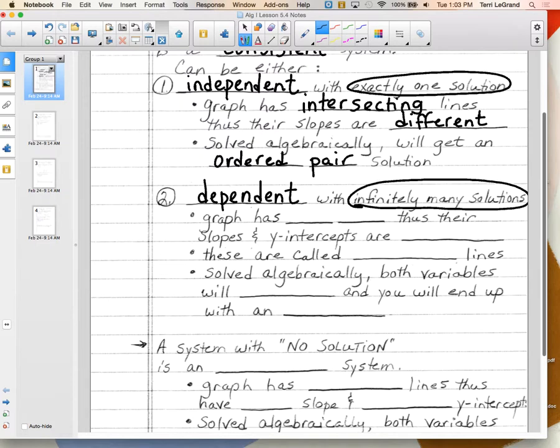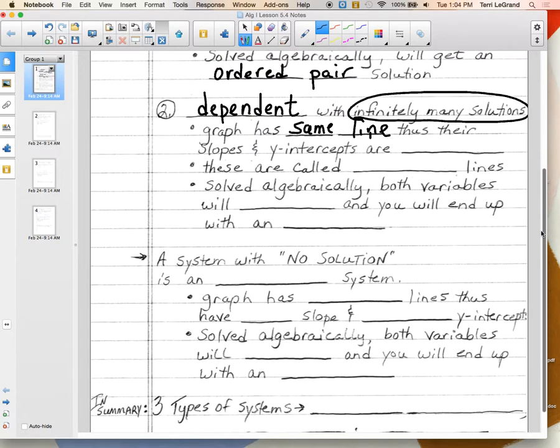So what happens on a graph? What's true about the lines? The same line, yeah. The graph has the same line. In other words, you graph one, you graph the other one on top of it. It really looks like you only have one line because it is in the same location. Well, what has to be true if they're going to be the same line? What has to be true about their slopes and their y-intercepts? They have to be the same. So the slopes match each other, the y-intercepts match each other.